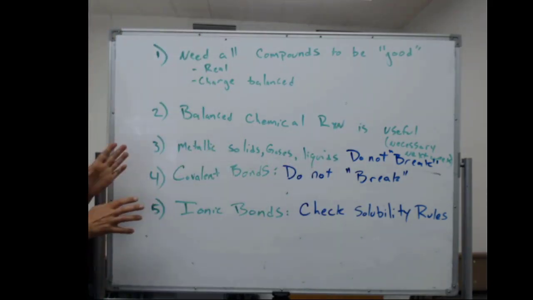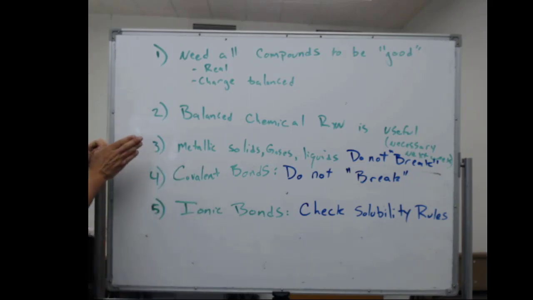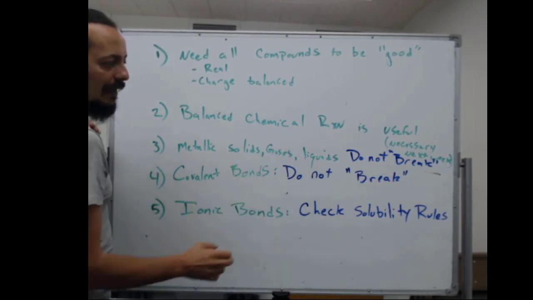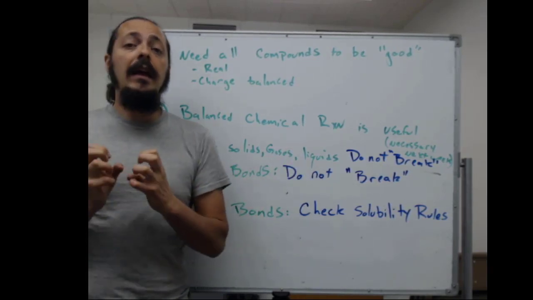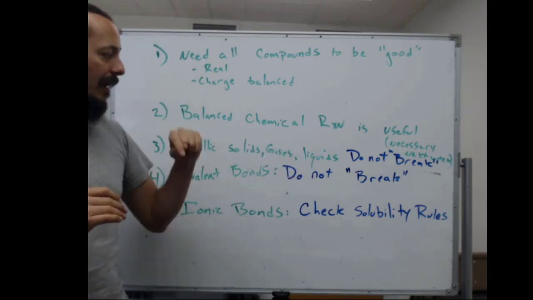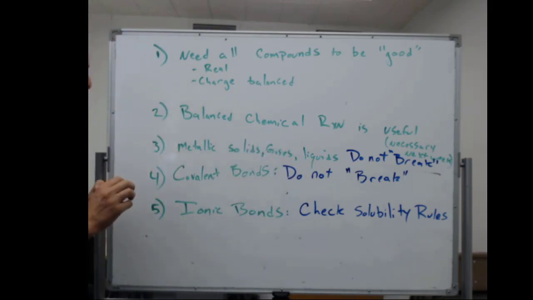Then we're going to start looking at the chemical compounds themselves. And if it's a metallic solid, a gas or a liquid, we're not going to break that compound up. This might make more sense when we look at an example in just a moment. But let's get these rules down first.